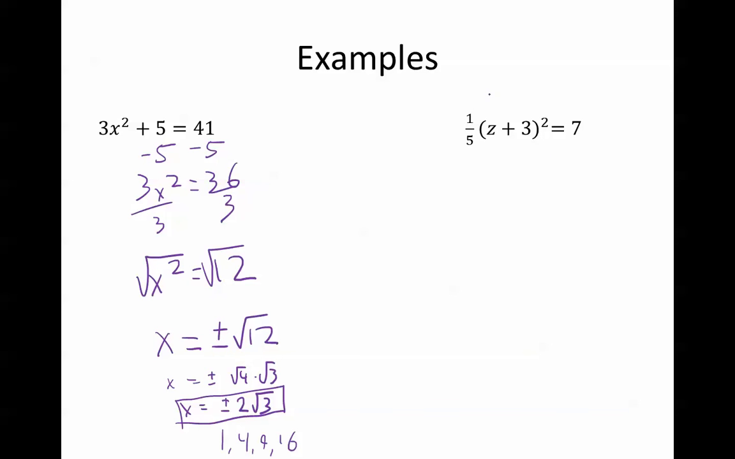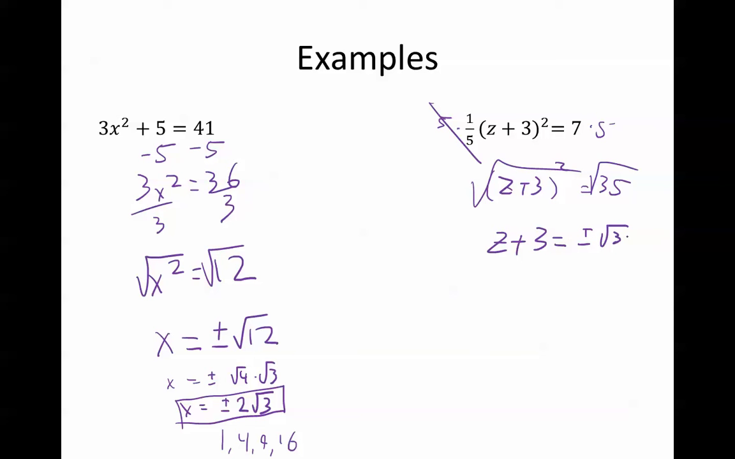Here we have 1/5 times z plus 3 squared. Notice that the squared is in this whole thing. I'm going to get rid of this fraction first by multiplying by 5. This is dividing by 5, so I'm multiplying by 5. This becomes z plus 3 squared times 5 makes this 35. Now, because the squared portion is isolated, I'm going to square root both sides because I get z plus 3 equals plus or minus root 35.